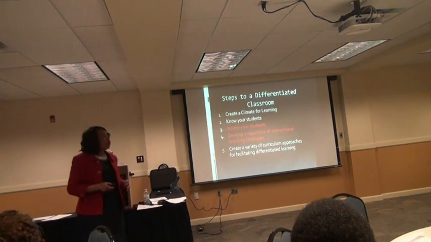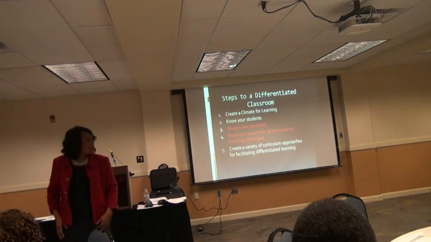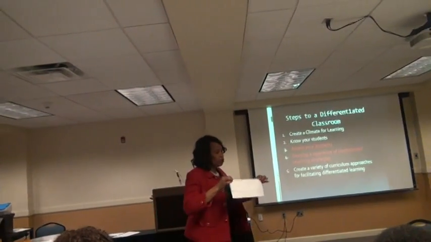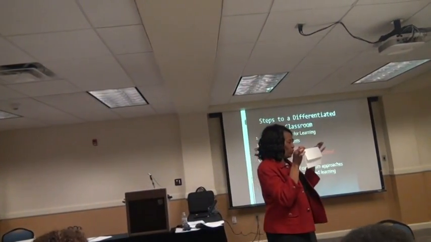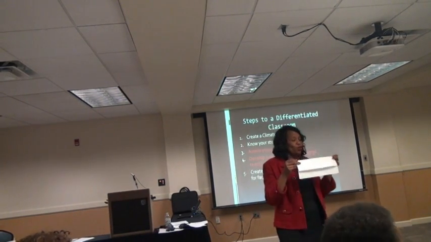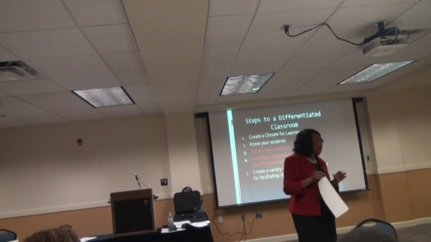So, we're going to look at an adaptive way of doing things. These are the 5 steps to a differentiated classroom. So you have a piece of paper that's already folded for you that looks like this. And there are rulers. Because you're teachers, I know you already got your pencils.